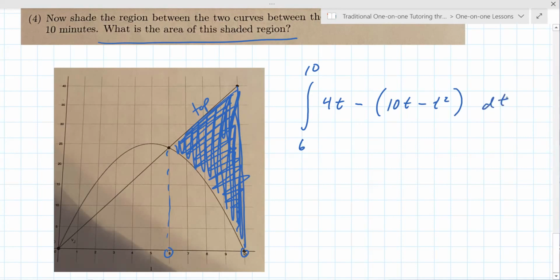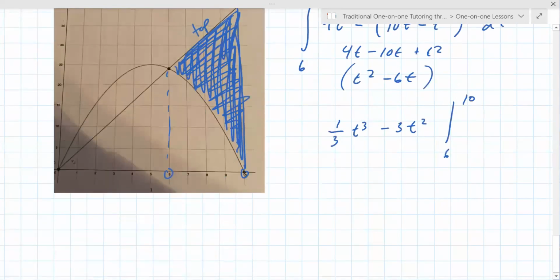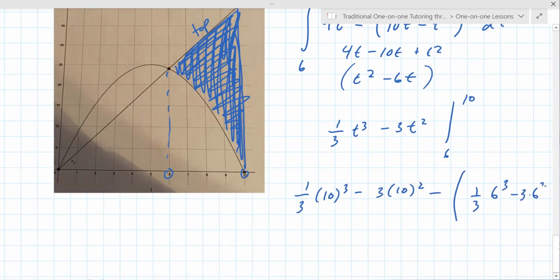dt. So again, what I would do is combine like terms here. 4t minus 10t plus t squared. So I would write this as t squared minus 6t, and that's what you're integrating. So that's 1/3 t cubed minus 3t squared evaluated from 6 to 10. And this time you actually do have to put in both bounds. So it's 1/3 10 cubed minus 3 times 10 squared, minus parentheses, 1/3 6 cubed minus 3 times 6 squared.